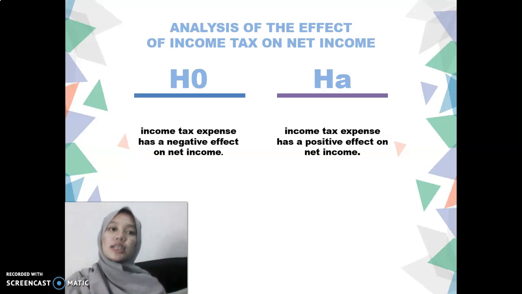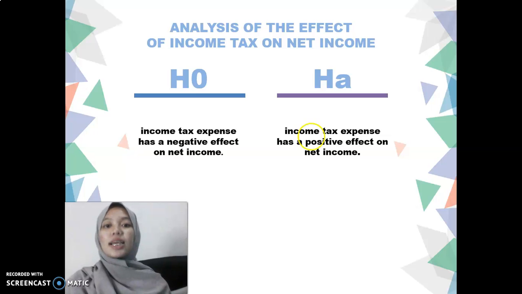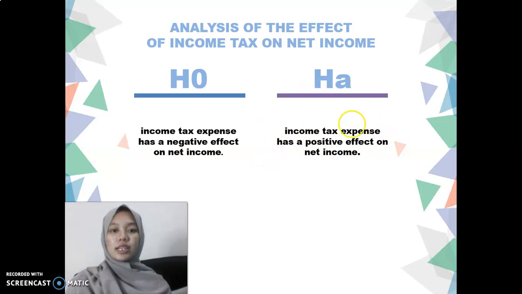And to make it clearer, I give you an example of a research title. The research title is analysis of the effect of income tax on net income. So I make two options of hypothesis. The first one is H0 and the second one is HA. For H0, the effect is negative. So the hypothesis is income tax expense has a negative effect on net income. And for HA, the example of a hypothesis is income tax expense has a positive effect on net income.